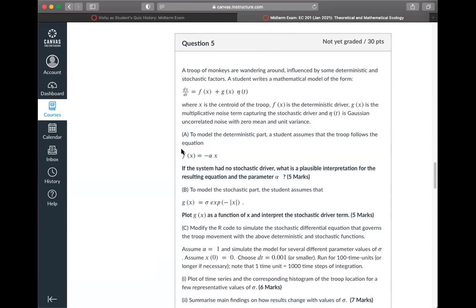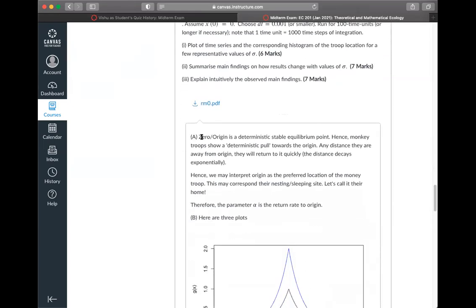Maybe because you had already taken so much time and you were a bit nervous about finishing on time, that may have been the reason. So let's look at my model answer. Zero, or the origin, is a deterministic stable equilibrium point. Is that a correct statement? dx per dt is equal to minus alpha x, right? Hence, monkey troops show a deterministic pull towards the origin. Any distance they are away from the origin, they will return to it quickly. The distance decay is exponential. Is that all correct? Is everyone fine with this model answer?